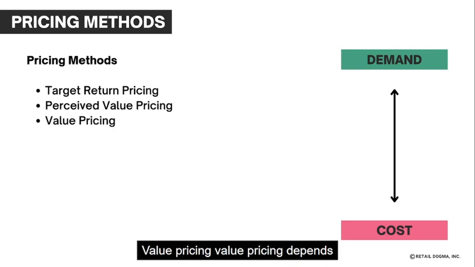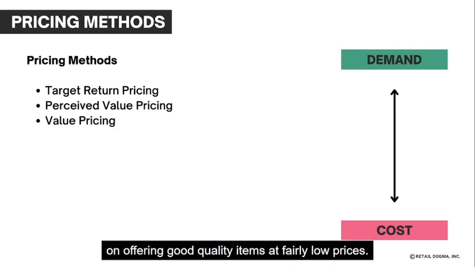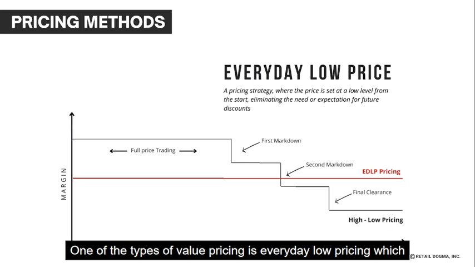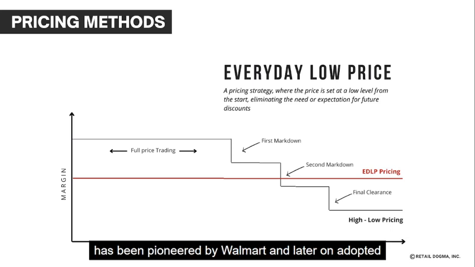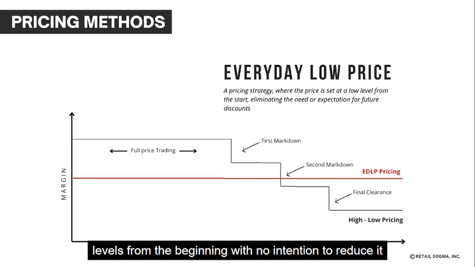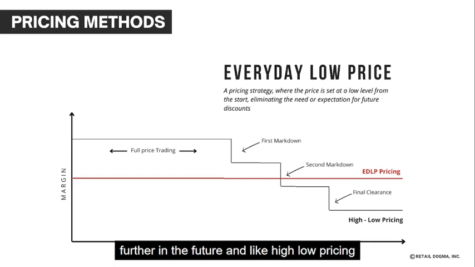Value pricing. Value pricing depends on offering good quality items at fairly low prices. One of the types of value pricing is everyday low pricing, which has been pioneered by Walmart and later on adopted by other value retailers. In everyday low pricing strategy, the company sets the prices at low levels from the beginning, with no intention to reduce it further in the future.